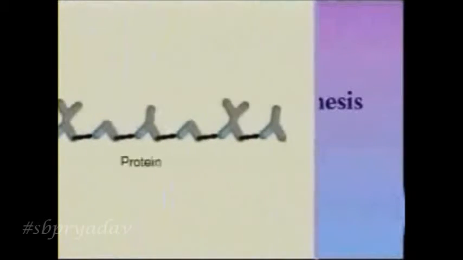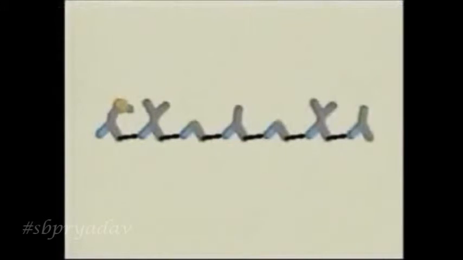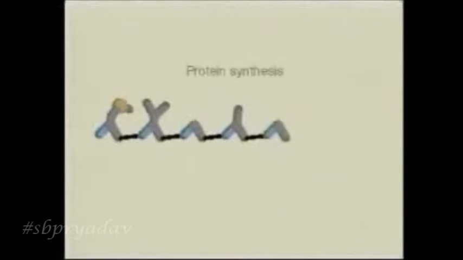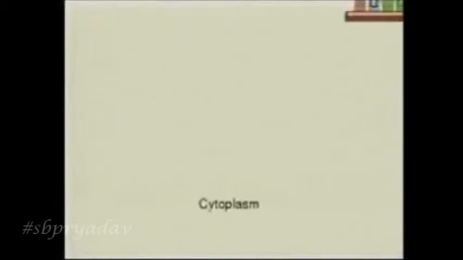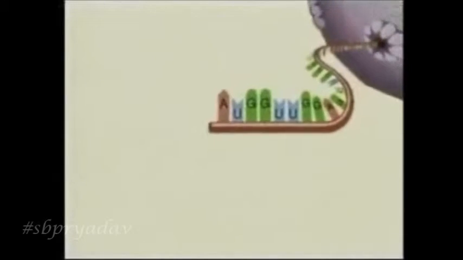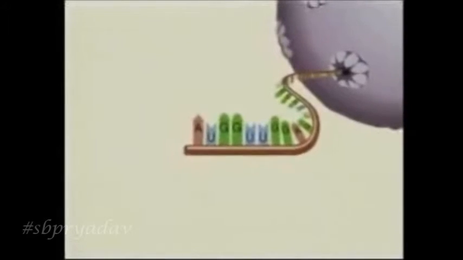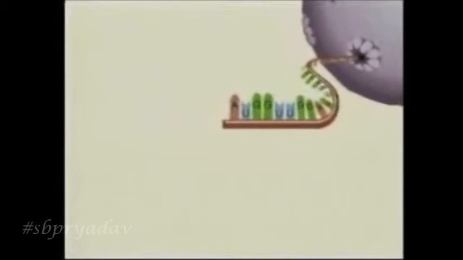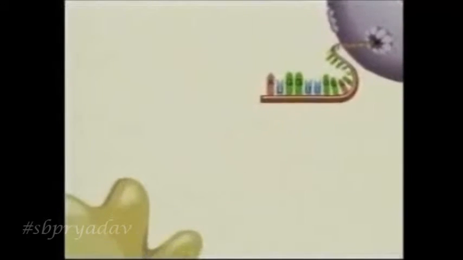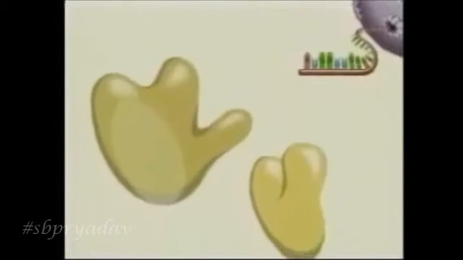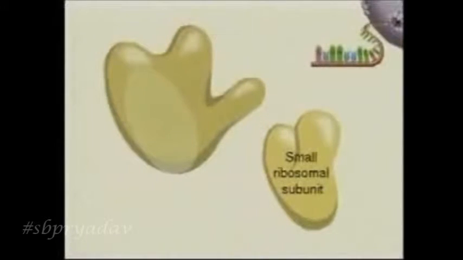A protein is a chain of amino acids. The process of linking amino acids together to make a protein is called protein synthesis. Protein synthesis occurs in a cell's cytoplasm. mRNA leaves the nucleus through a nuclear pore after it is transcribed from DNA. The assembly of protein in the cytoplasm takes place on ribosomes. Ribosomes consist of 2 subunits, a small ribosomal subunit and a large ribosomal subunit.